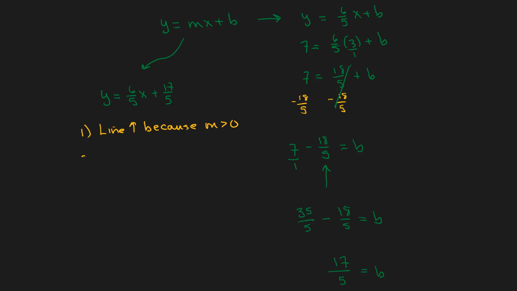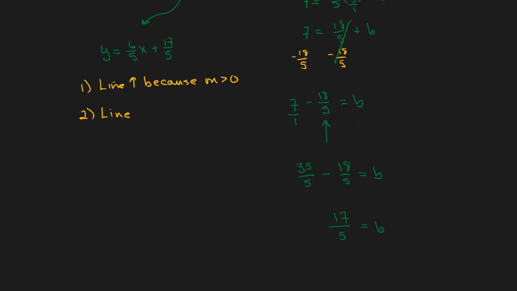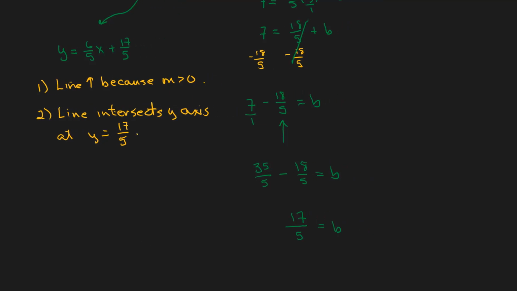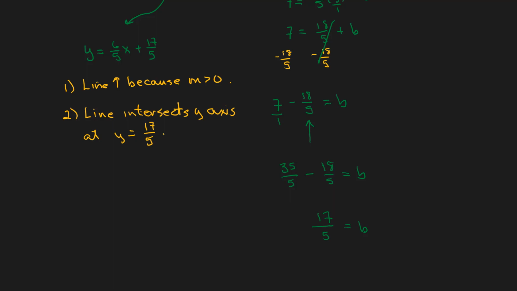The second thing we know is that the line intersects the y-axis at y equals 17 over 5. Remember, if we're on the y-axis, the x value is 0. So the exact point where this line would intersect the y-axis is the point 0, 17/5.